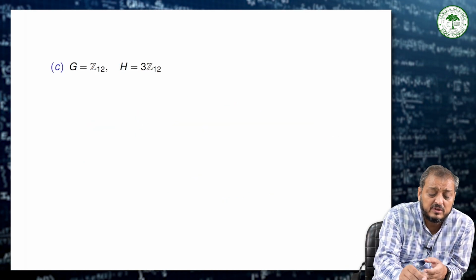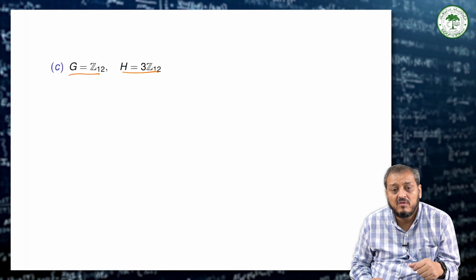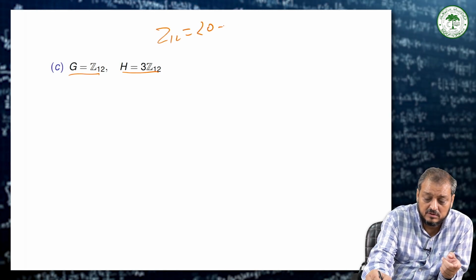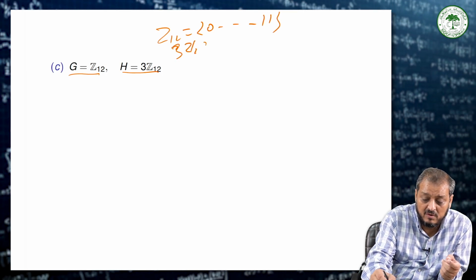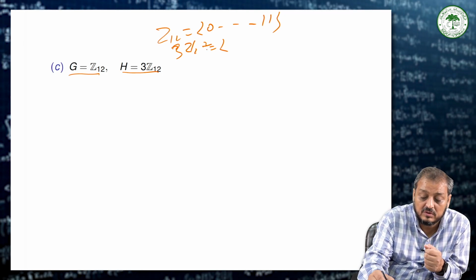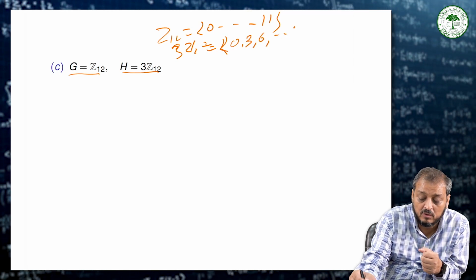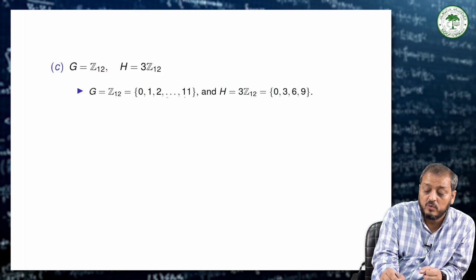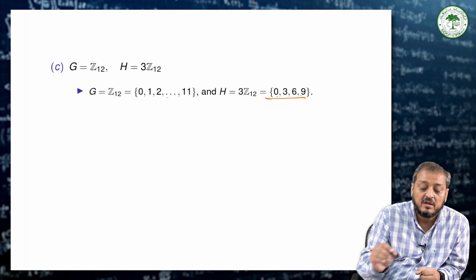For the third one, G is equal to Z12 and H is equal to 3Z12. Note that the elements of Z12 are 0 to 11, and 3Z12 consists of the elements under addition modulo 12. So this is 3 times, giving 0, 3, 6 and so on. So Z12 is 0, 1 to 11, and 3Z12 has only 0, 3, 6 and 9 as its elements.